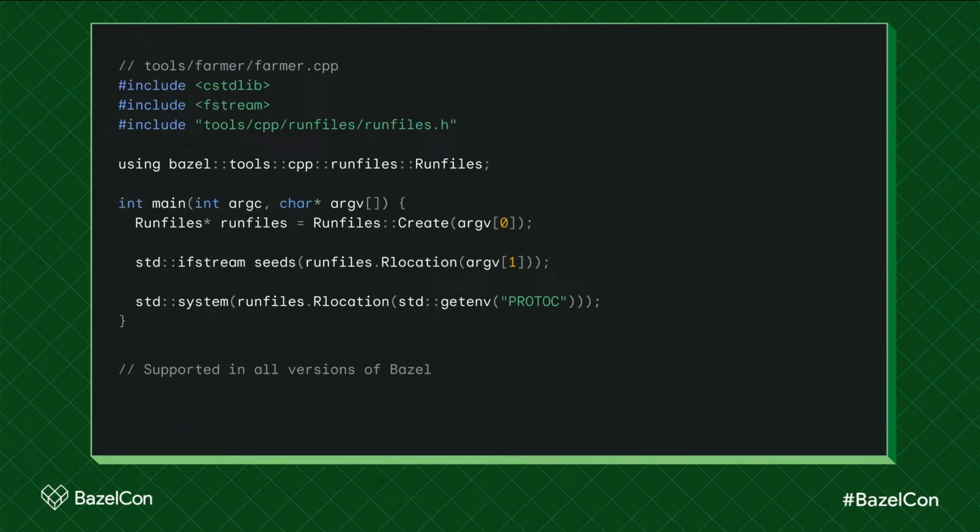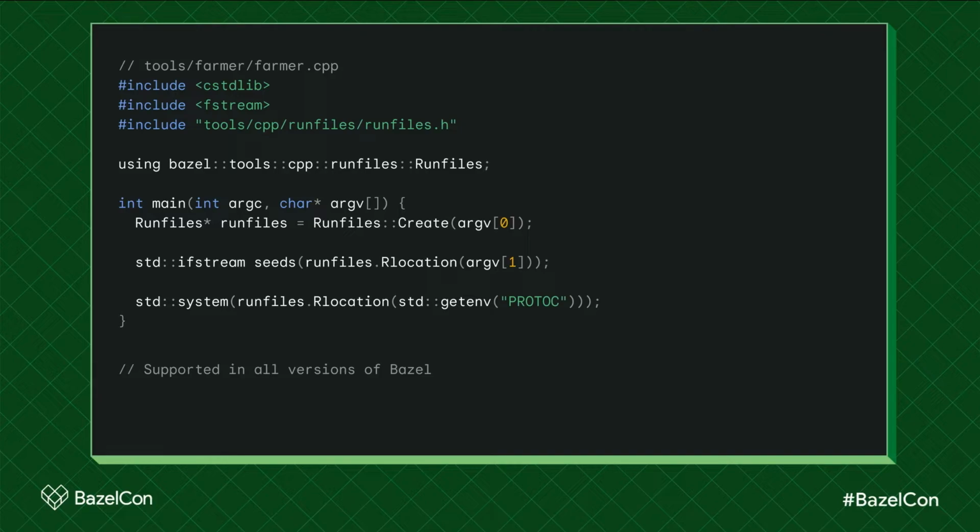And what do we do in code? Well, we use the C++ Runfiles library. There's actually a lot of documentation in that header file that you can read, but essentially you just do Runfiles::Create. In the case of C++, this needs argv0 for some reason. You pass it in. And yeah, then you can just do runfiles rlocation of the thing that rlocationpath gave you, either in an environment variable or in an argument. That works, and that part is also supported in all versions of Bazel.